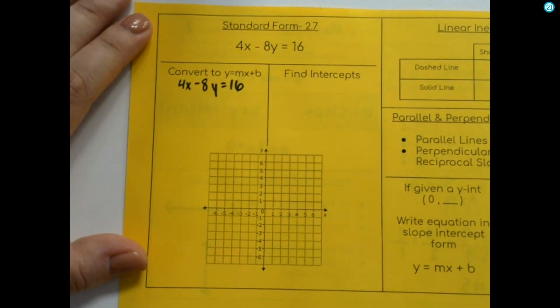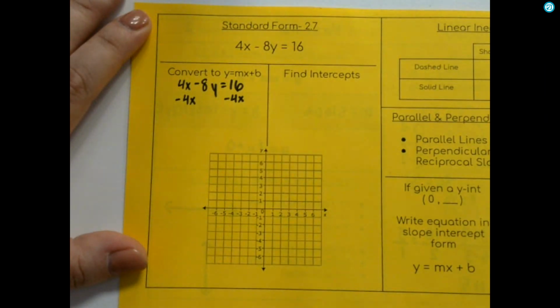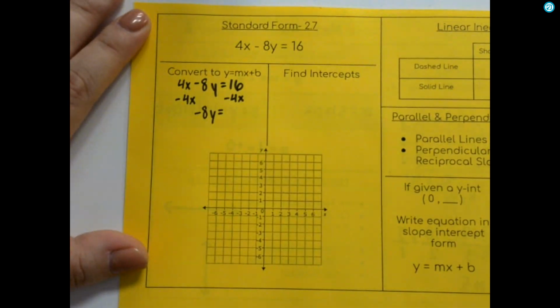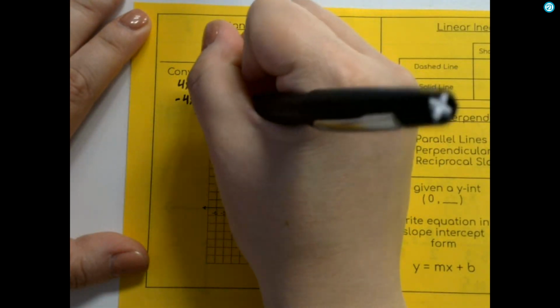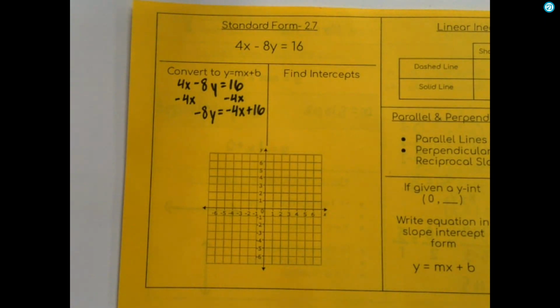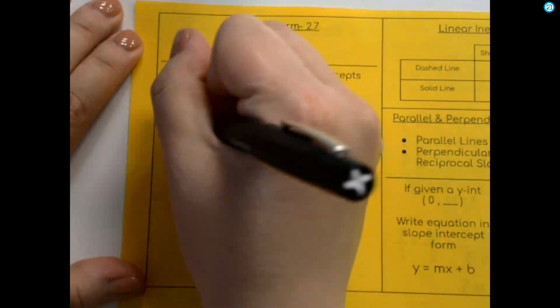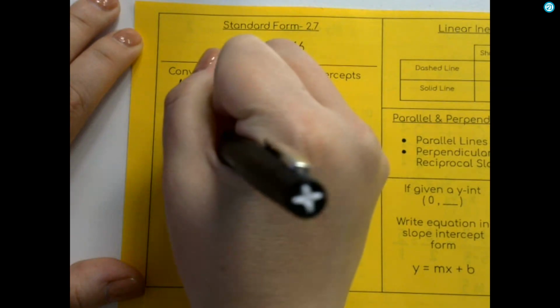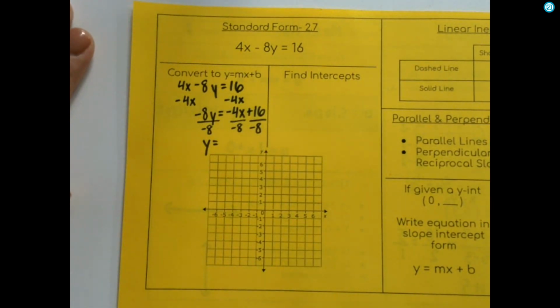I would subtract 4x from both sides. I would have negative 8y equals negative 4x plus 16. And I'm going to divide everywhere by that negative 8. So divide by negative 8, divide by negative 8, divide by negative 8. I get y equals negative 4 over negative 8.